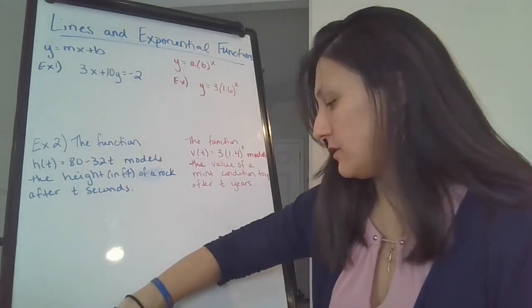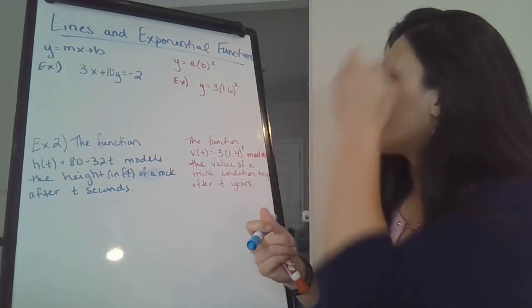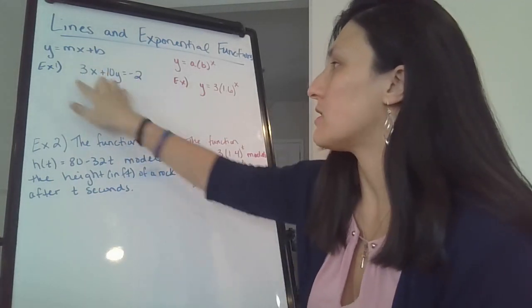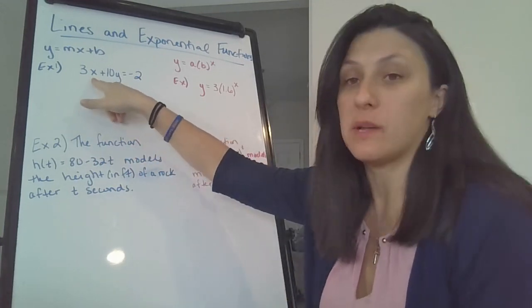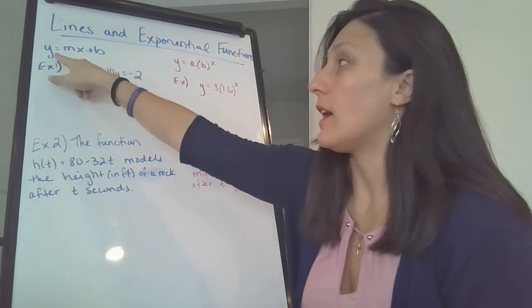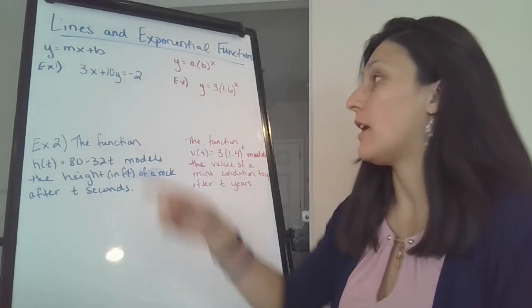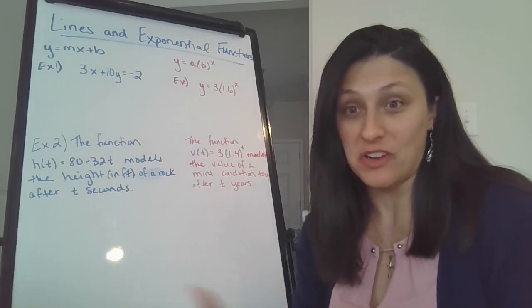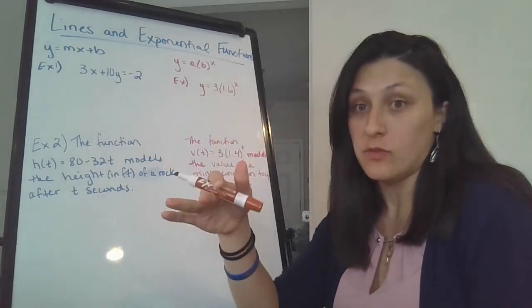Okay, let me see if I can do this in some different colors. So for the linear function, this is not written in a way that allows me to see what the slope is. So if you were thinking that the slope is 3 because it's multiplying by the x, that's not right, because this is not yet solved for y. It doesn't look like this form. So the first thing that you have to do is you have to manipulate this using legal actions in algebra to make this an equivalent equation that says y equals.